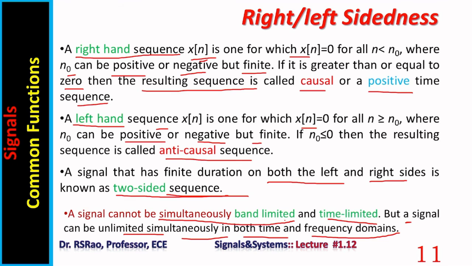With this small introduction to band limited and time limited, we again go through the statement. A signal cannot be simultaneously band limited and time limited, but a signal can be unlimited simultaneously in both time and frequency domains. As a matter of fact, this statement is being given. Proof is available, but first let us have an idea regarding band limited and time limited natures of signal.